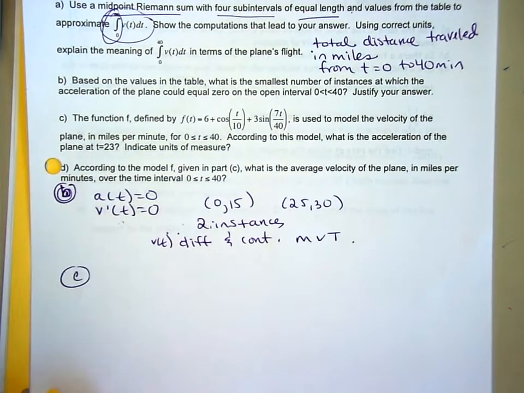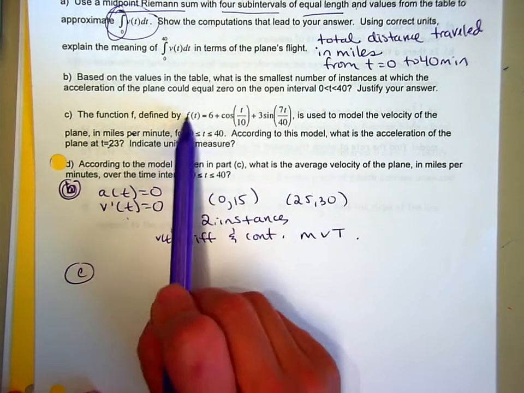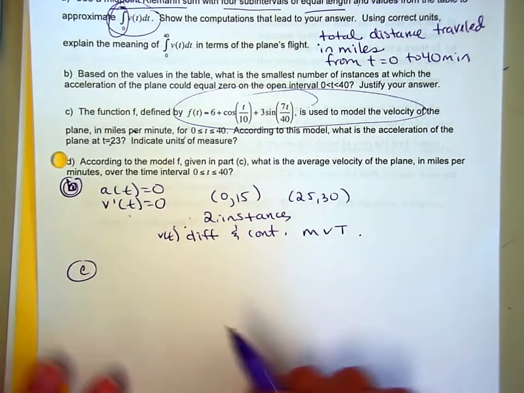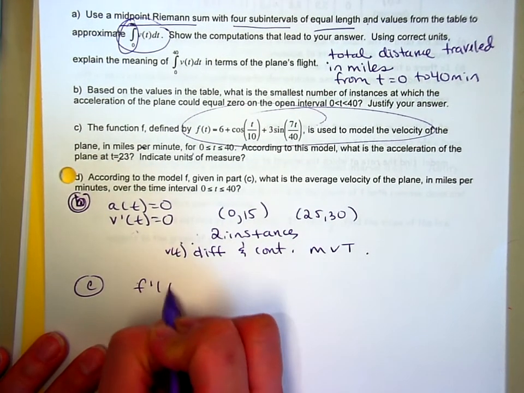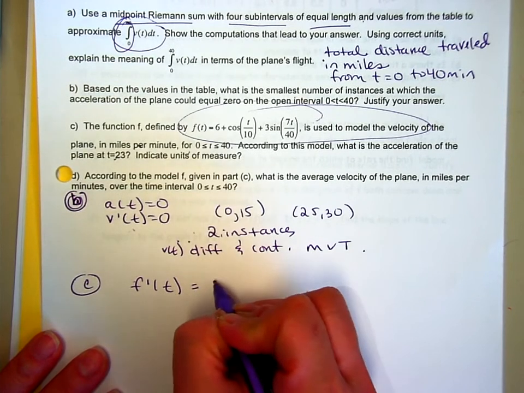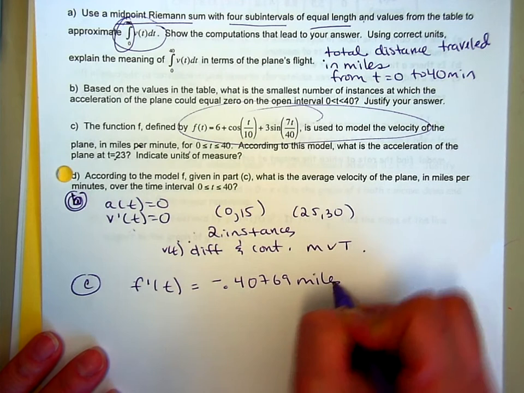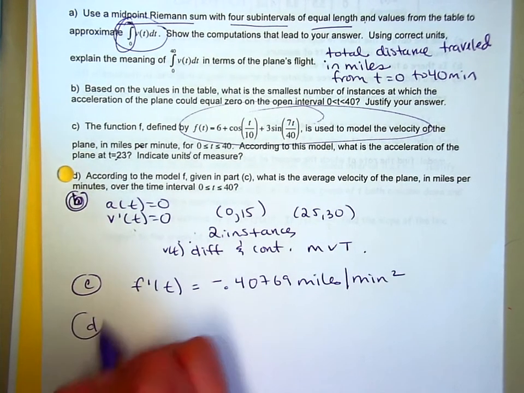Part C. Based on the values, they give you a function for the velocity. What is the acceleration? Just use your calculator. They're telling you f of t is velocity, so to get to acceleration, you just find f prime of t. Just use your calculator. I get negative 0.40769 miles per minute squared. Correct units.